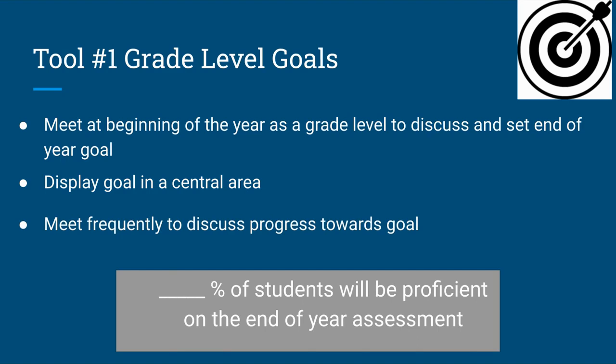Throughout the year, we meet frequently to discuss the progress that we have made towards that goal. We talk about, are our scores on each of our units helping us to reach that goal? What are students doing at home? What are they doing at school so that we can be successful in meeting that goal? So we have found lots of success with it. It gives us that collective student efficacy. Everybody in the grade level, teachers and students, we are working towards one common goal at the end of the year.